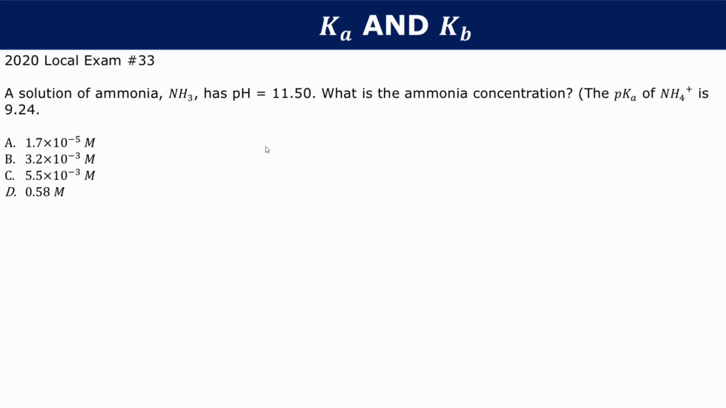Let's do one more problem to end it off. A solution of ammonia, NH3, has a pH of 11.5. What is the ammonia concentration? And we're given that the pKa of NH4 is 9.24.